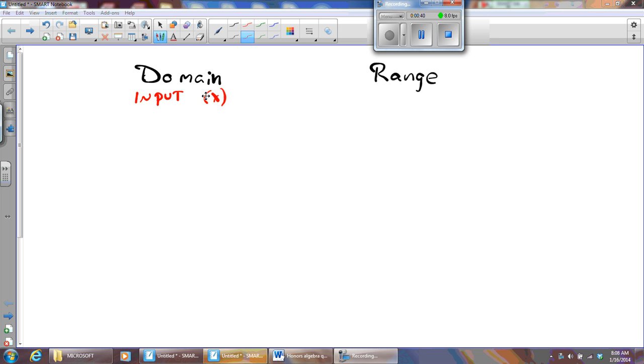Remember when we did input output tables and you had 1, 2, 3, 4, 5 across the top? That would be your domain, the input, what's going into the equation. The range is the output, what comes out of the function, or the y values, or what comes out of the equation. So we're going to be examining domain and range. We're going to do it a couple different ways. Let's get right down to it.